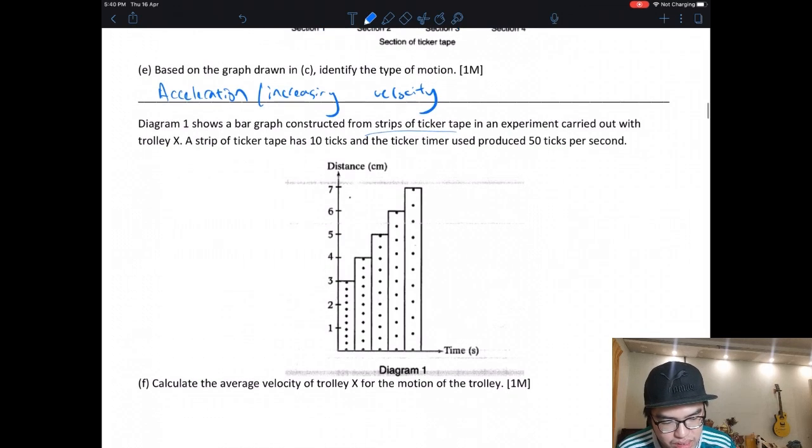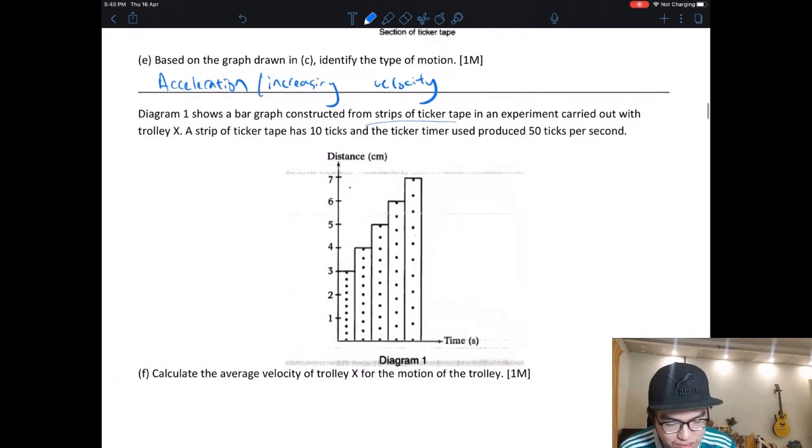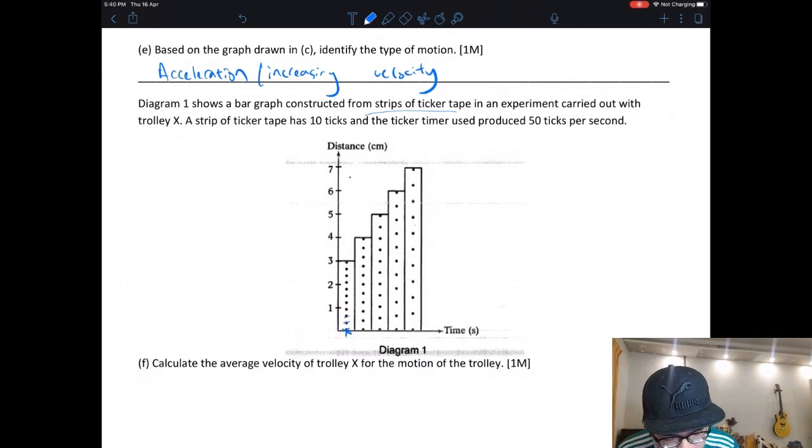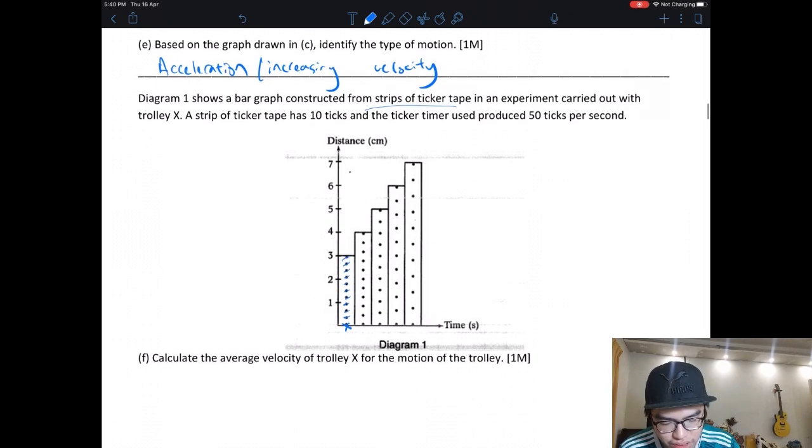All right, so it shows a bar constructed from strips of ticker tape. Okay, it has 10 ticks. So every strip is 10 ticks, so don't count the first dot. 1, 2, 3, 4, 5, 6, 7, 8, 9, 10. So each is 0.2. Okay, because why? Because 10 times 0.02, each dot is 0.02, you get 0.2.